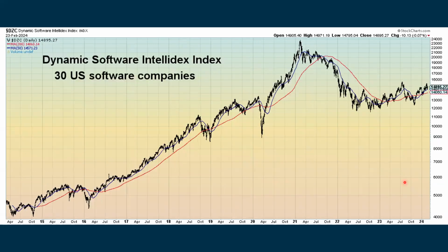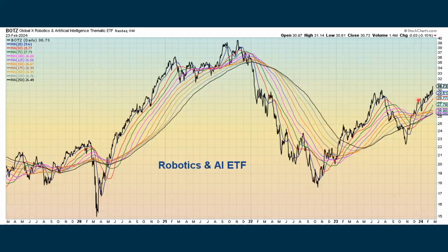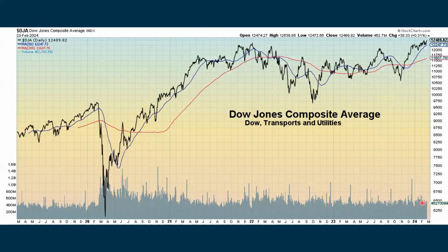These are the biggest software companies in the US, which are now looking stronger and in an uptrend. Here's the mega cap, which is back to setting all-time highs with this ETF and in a really solid uptrend. We look at the robotics and AI ETF. That's all the craze right now. And it is in an uptrend when we look at it by itself. And it's showing some improvement, but it has been underperforming when we compare it to the tech sector.